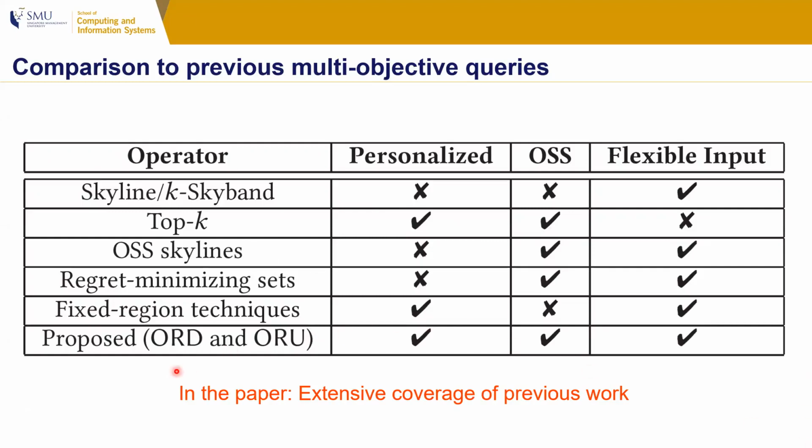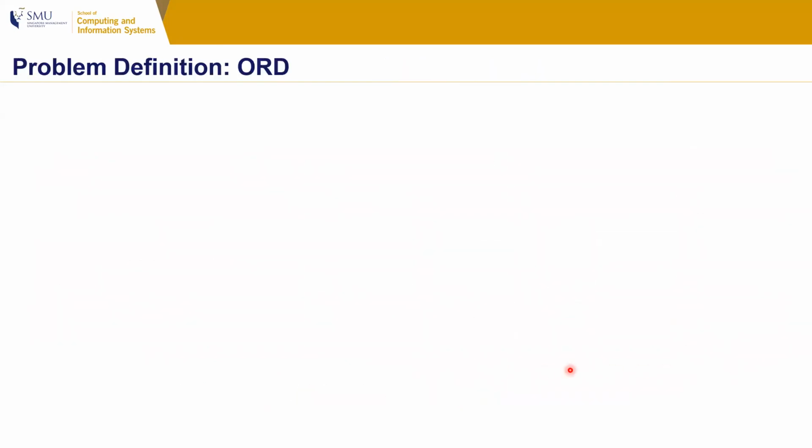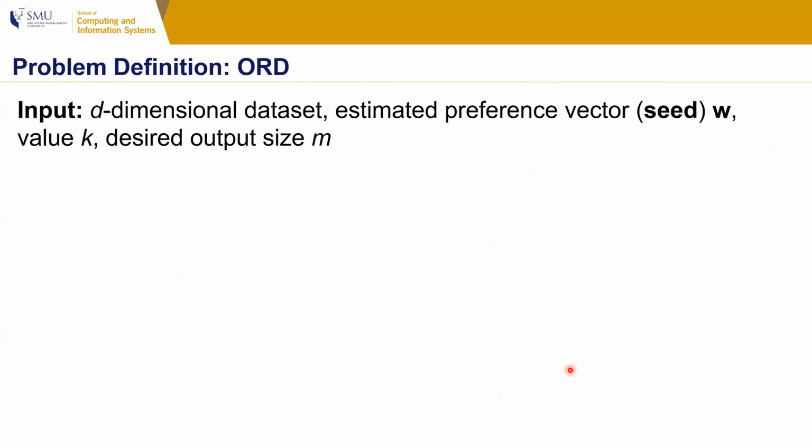tell you here that our operators are the only operators so far that serve all these three requirements that I mentioned so far. So the first operator we're having is ORD. Its input, first of all, is a d-dimensional data set, a set of records, then also an estimated preference vector W, which we also refer to as the SID vector, the standard value K, a very commonly used one, and the desired output size M. This is how many records the user wishes to see in the output.